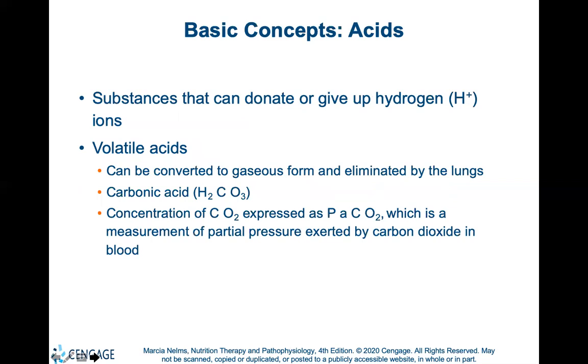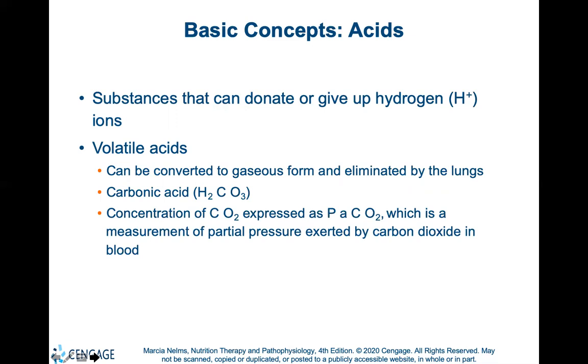Substances that can donate or give up hydrogen ions are considered to be acids. In human physiology, two groups of acids are important: volatile and non-volatile. Volatile acids are those that can be converted to a gaseous form and eliminated by the lungs. Carbonic acid is the most important volatile acid because it is produced in the largest quantity and provides the major source of hydrogen ions. The body produces an average of 20,000 millimoles of carbonic acid daily.